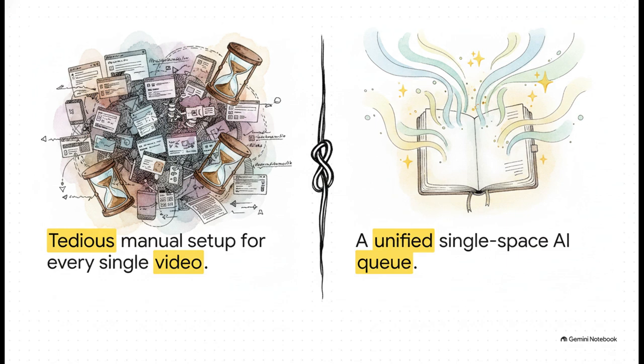With the old method, every single time she wanted to use AI, she had to open her app, create a brand new notebook, copy the URL, paste it in as a source, and then wait. And sure, it works, but it's incredibly tedious. It just creates this massive friction barrier to actually learning anything. The dream here is a unified, single-space AI queue, a place where everything just lives together, ready to be analyzed the second you have time.